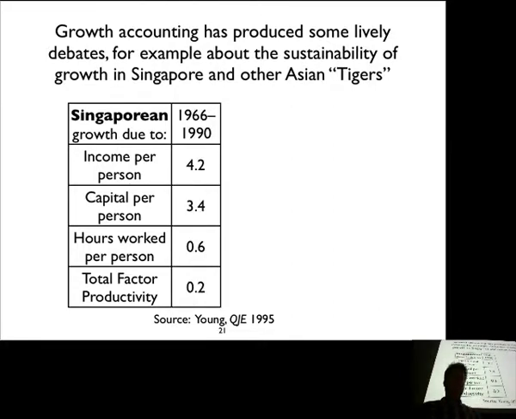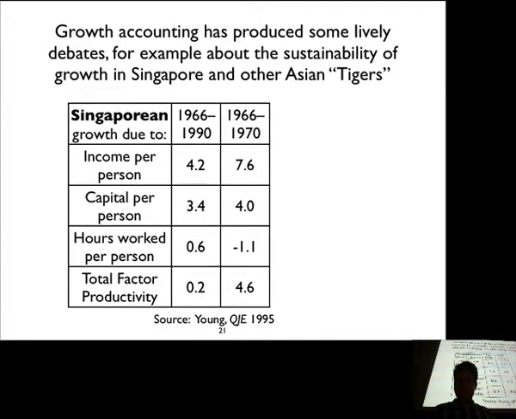Very rapid overall growth in the period 1966 to 1990, where we get a 4.2% growth in income per person. But a very, very large share of it was due to capital per person, and a very small share due to total factor productivity.